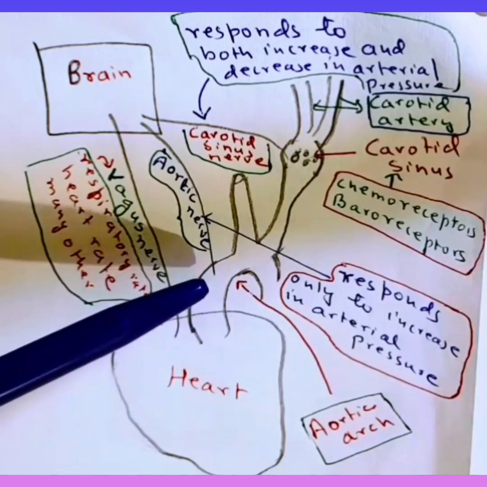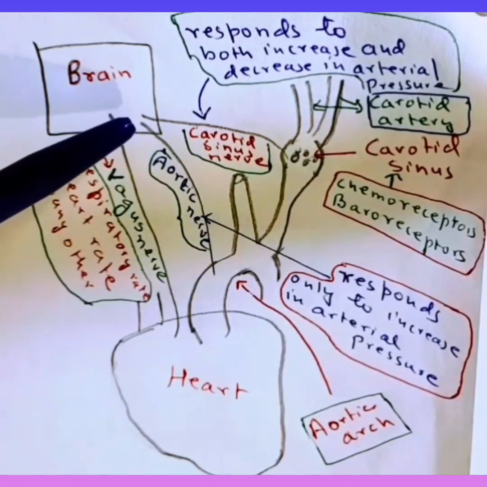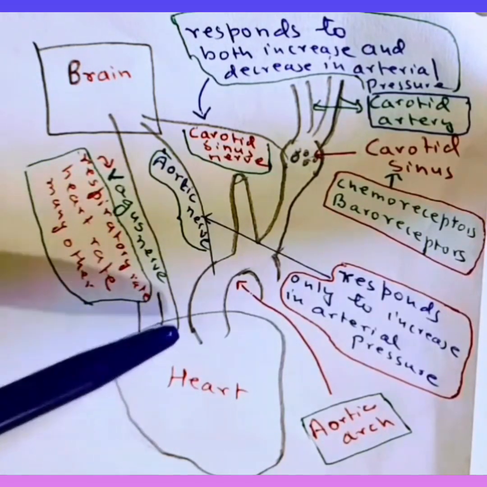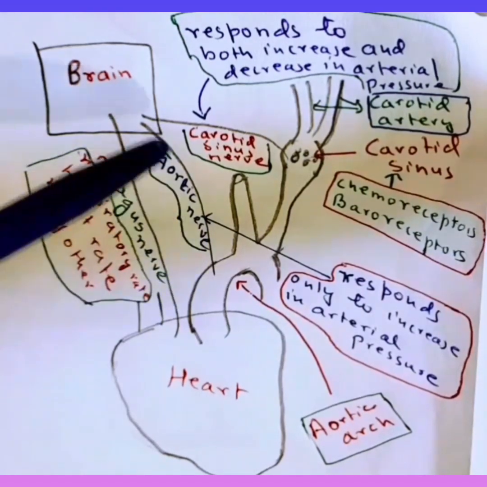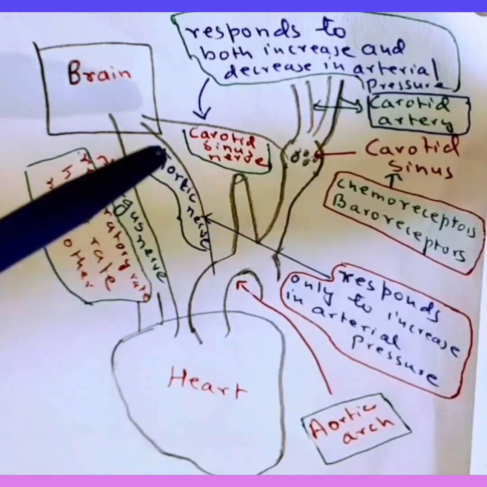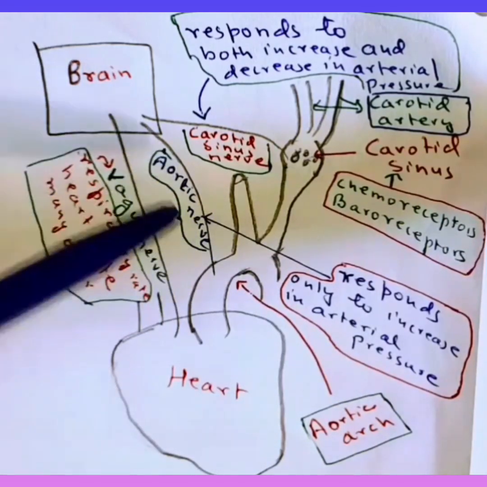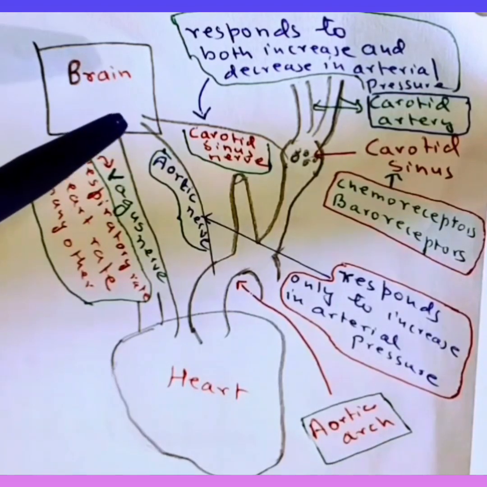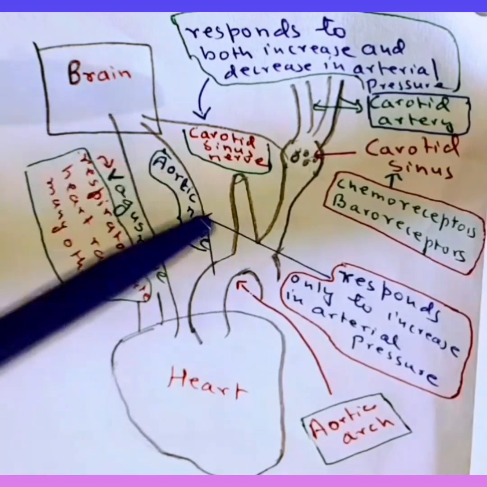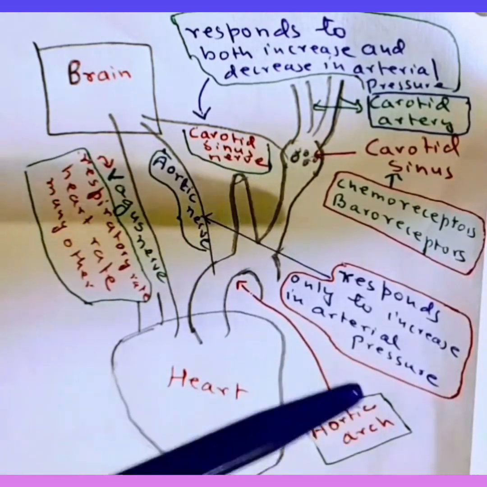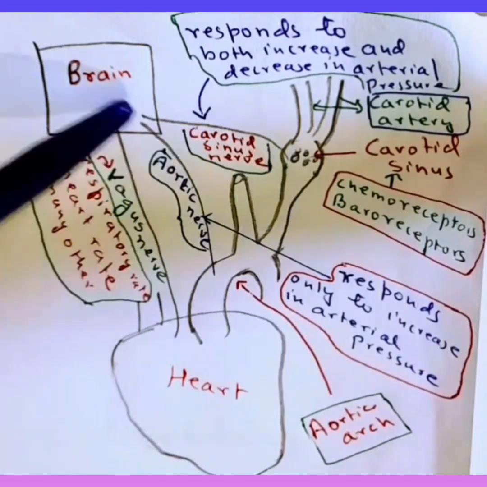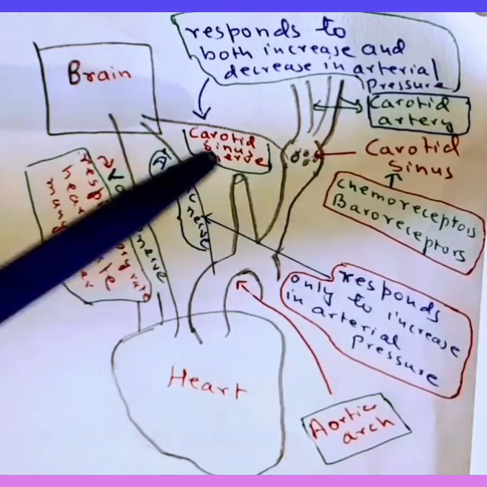originates from the aortic arc and passes to the brain. Then we also have the vagus nerve, which originates from the heart and passes to the brain. Now the aortic nerve is responsible only for the increase in arterial pressure. It only sends that signal to the brain so that it can take proper action. Whereas this sends both. That is the carotid sinus nerve.